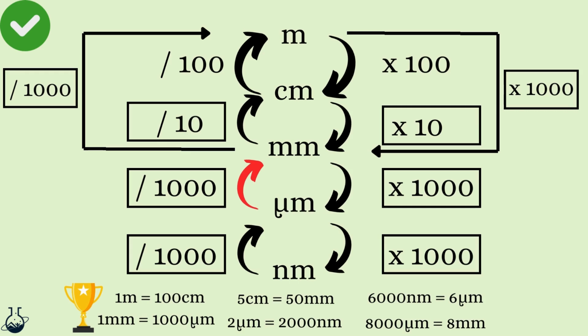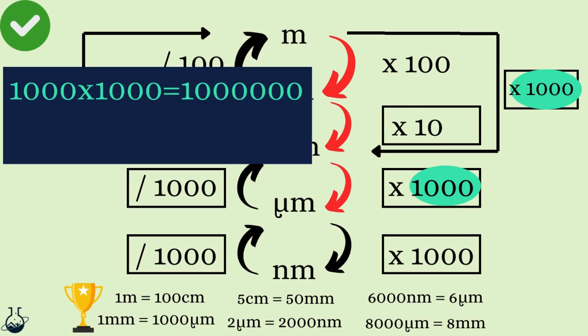Now, not all conversions may be as simple as one jump. There might be times in exams and beyond where you may need to convert from, say, metres to micrometres, in which case you'll be multiplying by 100, 10 and 1000 in one go. Or you could simplify this and just multiply 1000 by 1000, which is 1 million. So 1 metre is made of 1 million micrometres.